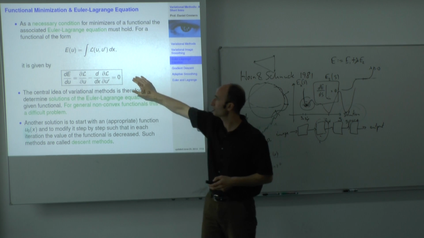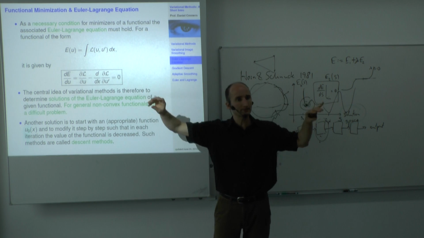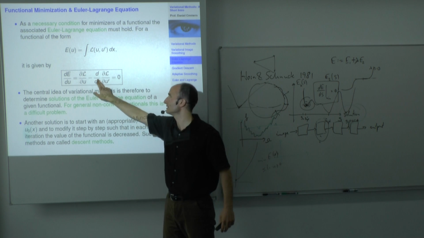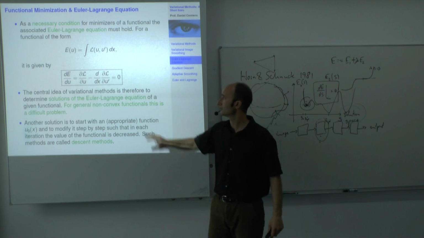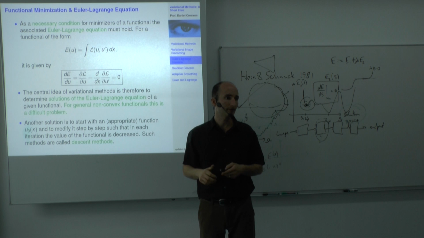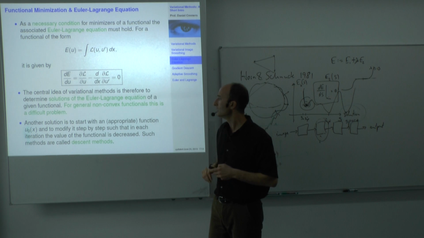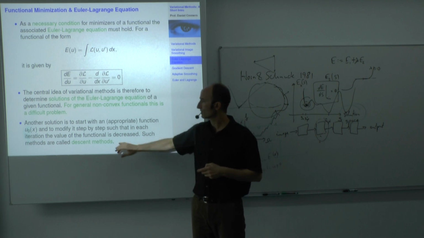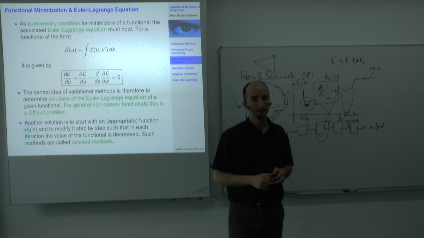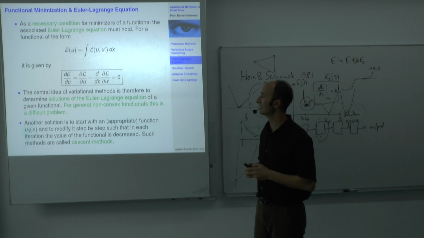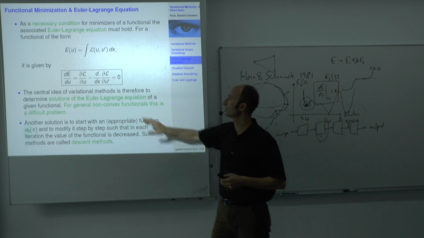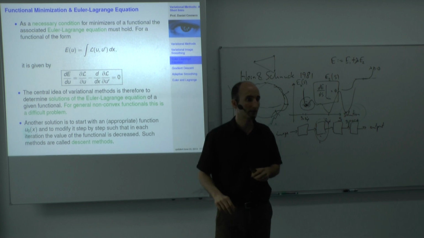So that would be one approach. Write down the equation directly, compute this derivative, and then just solve the equation system. Another solution is the so-called descent methods. They are related but different. The descent methods also work if you cannot directly solve this equation system.